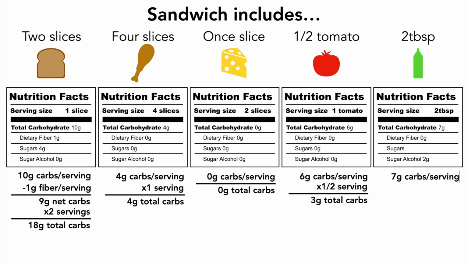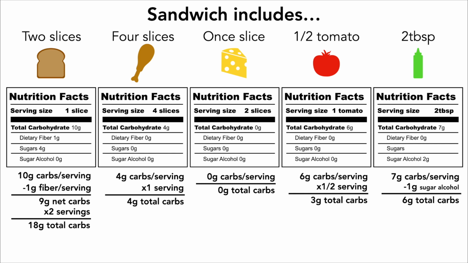For the condiment, we see that there are 7 grams per serving and we are only going to eat 1 serving, but there are also 2 grams of sugar alcohols. Remember that we have to subtract half of the total number of sugar alcohols from the total. So take the 2 grams and divide it by 2, and we subtract 1 gram from the total, and we end up with 6 grams of carbs.